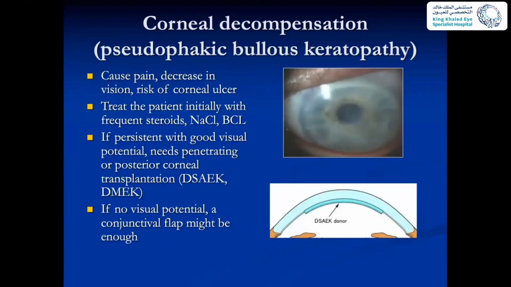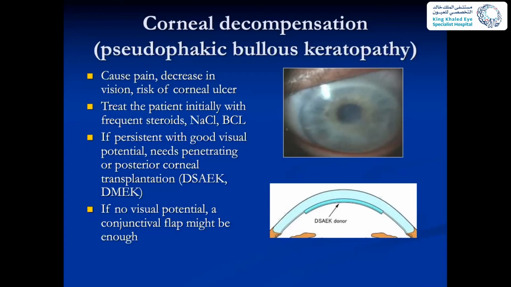So how does the patient present? Pain, decrease in vision, and risk of corneal ulcer because of rupture of bullae. We have to treat the patient initially with frequent steroids, sodium chloride, and a bandage contact lens. But if it is persistent and there is good visual potential, the patient will need to replace this diseased endothelium by posterior keratoplasty, DSEK, DMEK, or if there is scarring that is already happening to the stroma, we can do full thickness corneal transplantation or PKP.